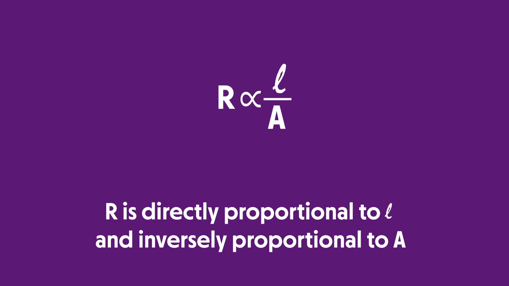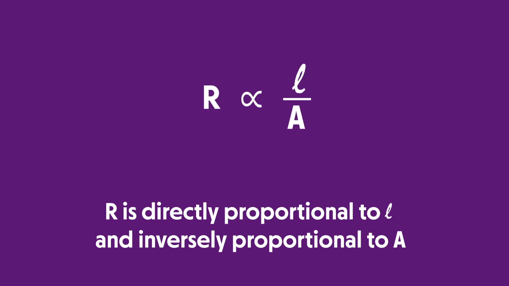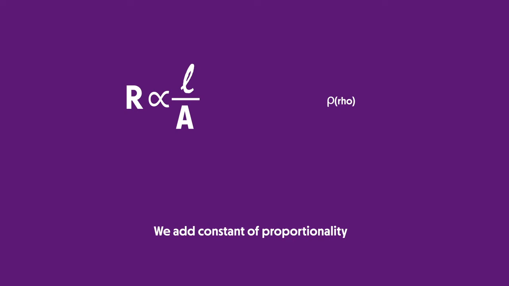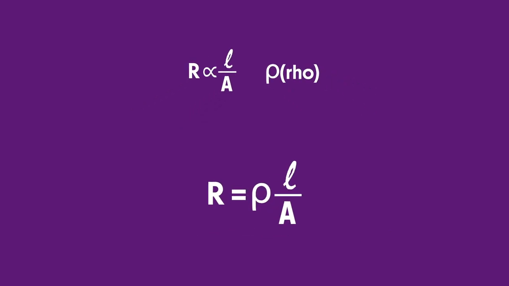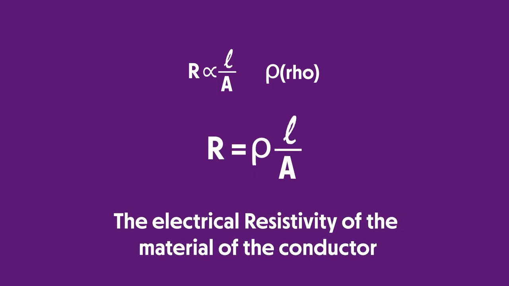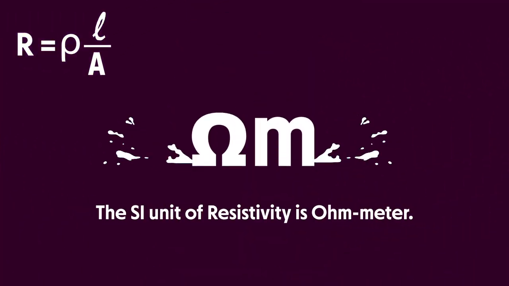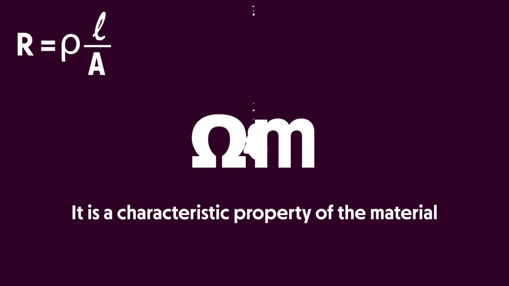When we combine both the equations, we get R is directly proportional to L and inversely proportional to A. To remove the sign of proportionality and convert it to an equation, we add a constant of proportionality. Here it is rho. So the equation is R is equal to rho into L upon A. Here rho is called the electrical resistivity of the material of the conductor. The SI unit of resistivity is ohm meter. It is a characteristic property of the material. We will see resistivity in detail in our next video.